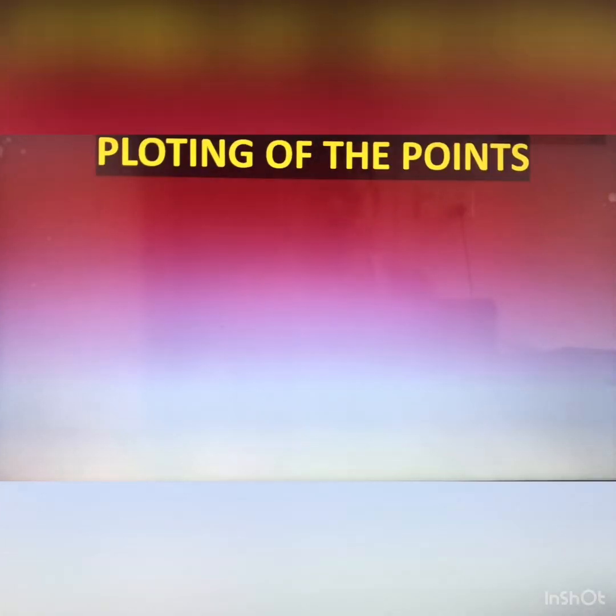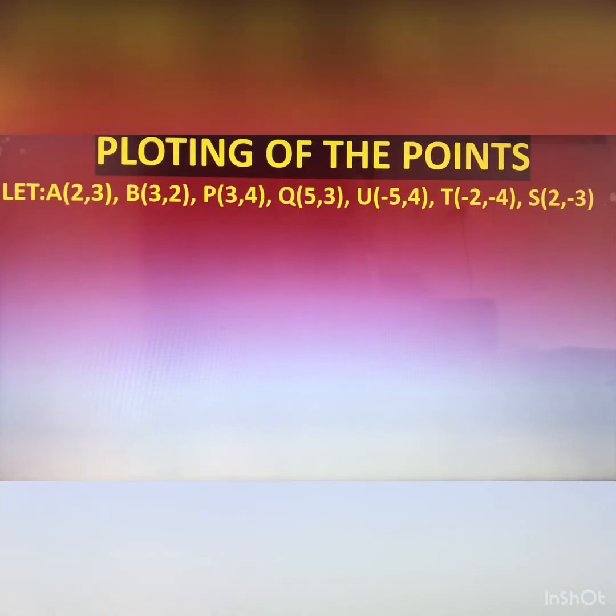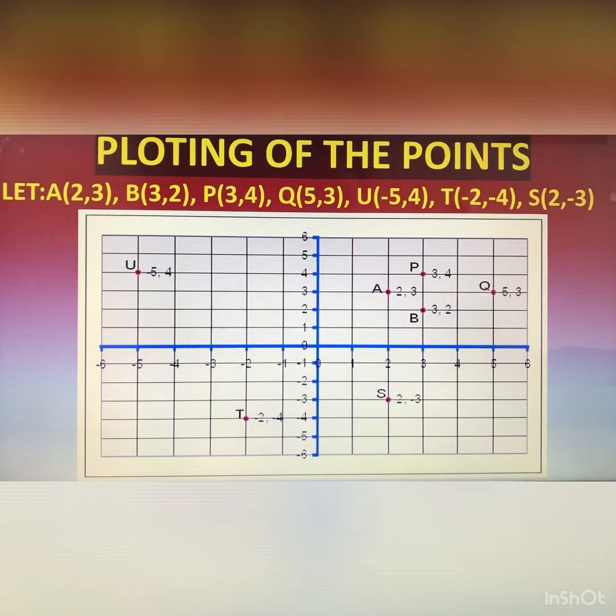So now, dear, plotting of the points. How can you plot the points on the graph paper? Let us understand with this example. Let a point A have coordinates 2 comma 3, point B have coordinates 3 comma 2, and another point P be 3 comma 4, Q be 5 comma 3, point U be minus 5 comma 4, T be minus 2 comma minus 4, and S be 2 comma minus 3. So how can you represent these points on the graph paper? Dear, try to understand.